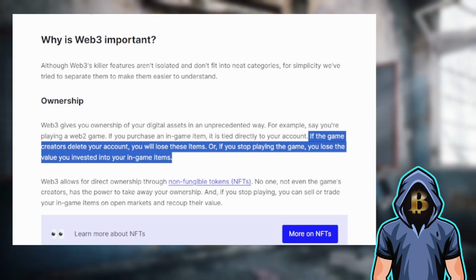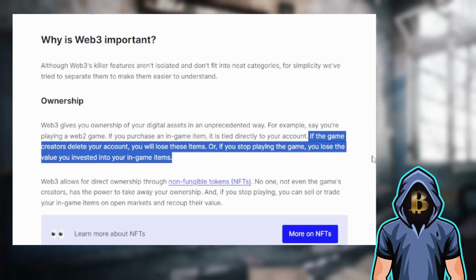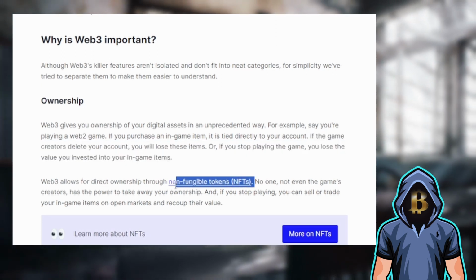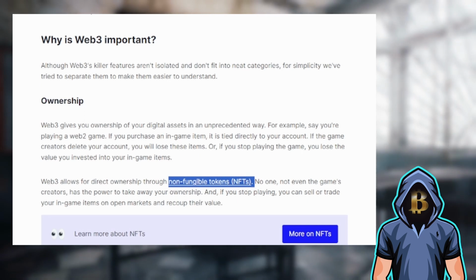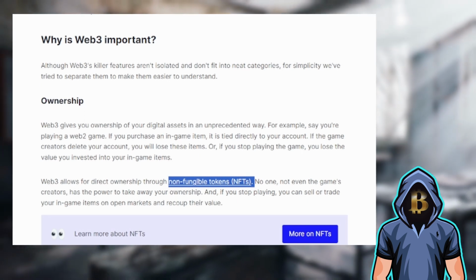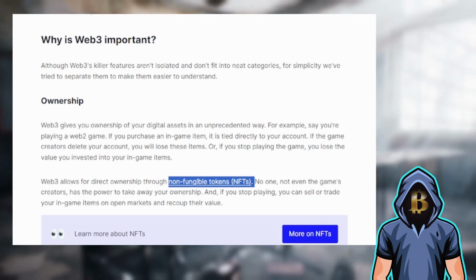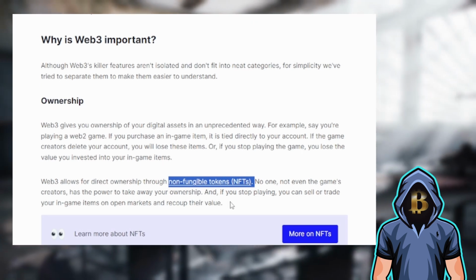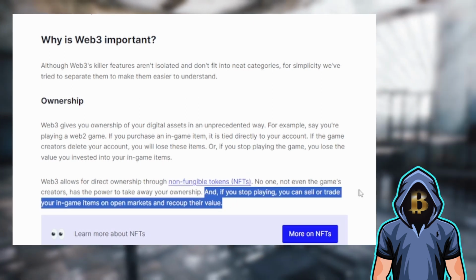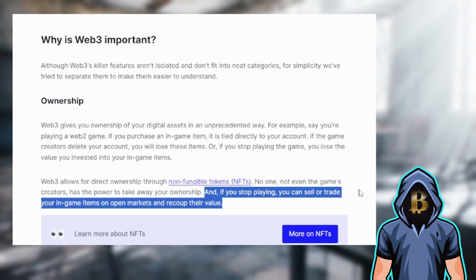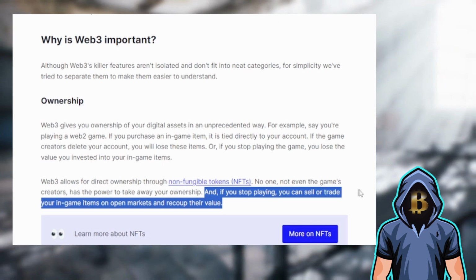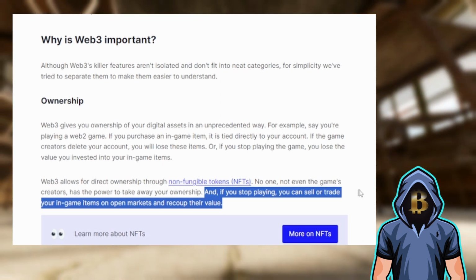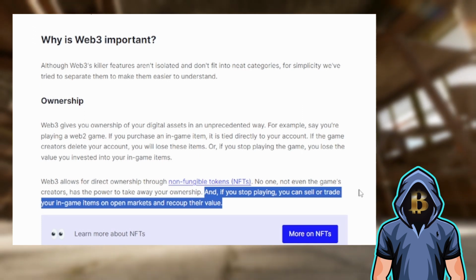Web 3 allows for direct ownership through NFTs, also known as non-fungible tokens. No one, not even the game's creators, has the power to take away your ownership. And if you stop playing, you can sell or trade your in-game items on the open markets and recoup their value.